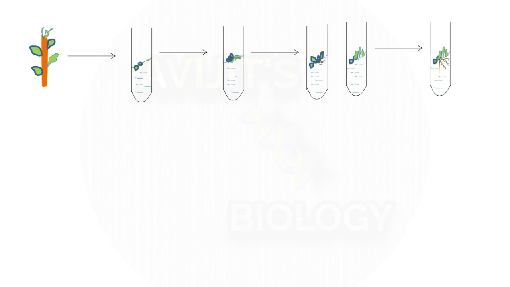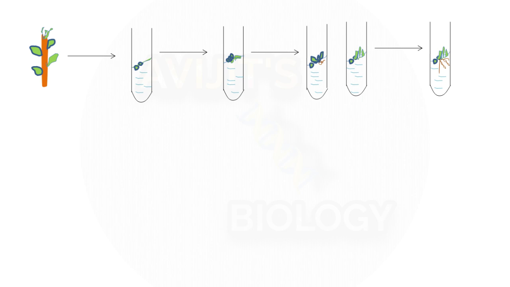And after the formation of multiple shoots, the shoots are transferred to rooting medium with a high auxin to cytokinin ratio, and after the development of roots, plantlets can be used for hardening. And if there is high cytokinin present in the growth medium, then it induces the formation of shoots, and if there is high auxin in the growth medium, then it induces the production of roots.